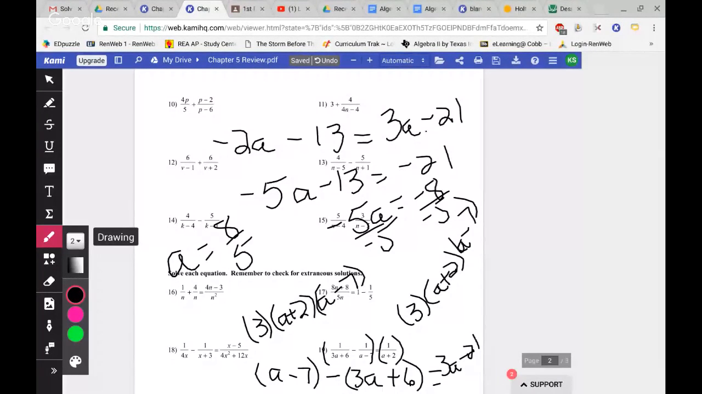You would want to plug that 8 over 5 back into the denominator to ensure you don't get a 0 in the denominator, to make sure it's not an extraneous solution, because it would be extraneous if it makes that denominator a 0 because you can't divide by 0.